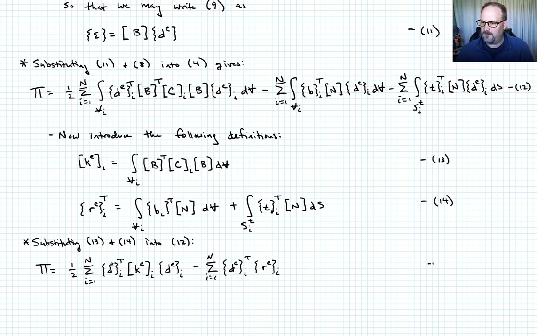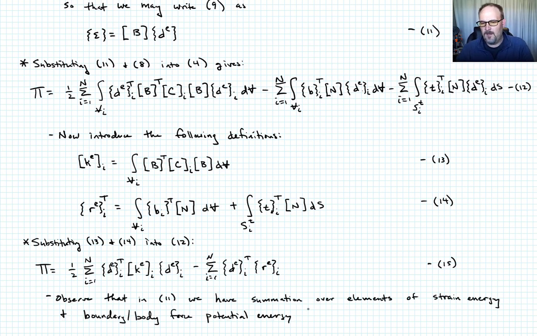So that's equation 15. Okay, so what do we want to observe? We want to observe that in equation 15, we basically have the summation of our elements in terms of strain energy and the boundary and body force terms, right? That's what this represents. Okay, so we're getting close to where we can say we've completed the Ritz method. What we need to do now is put this all into a global system to try to, as best we can, remove the summation so that we can go ahead and try to extremize this potential and see what we get.